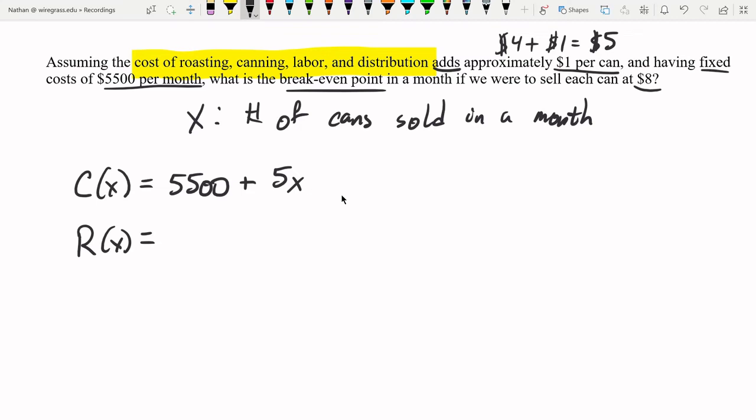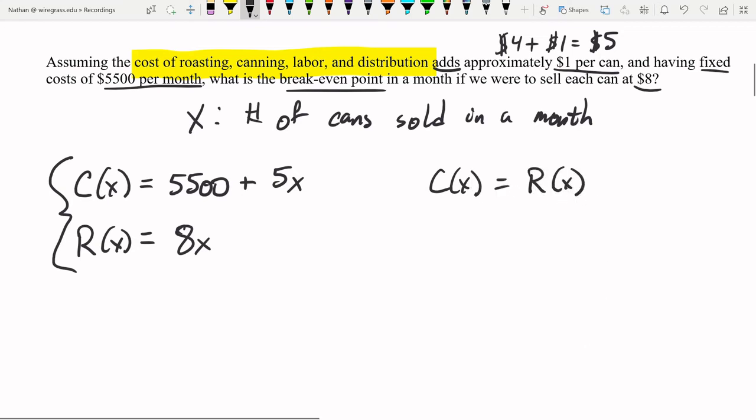The revenue is much easier. We only bring in $8 per can. If we sell x cans, that means our revenue is 8x. And this is our system. So the break-even point is all we really want to know. The break-even point is simply, when does the cost equal the revenue? Well, we know what C of x is, it's right here, and R of x is right here.